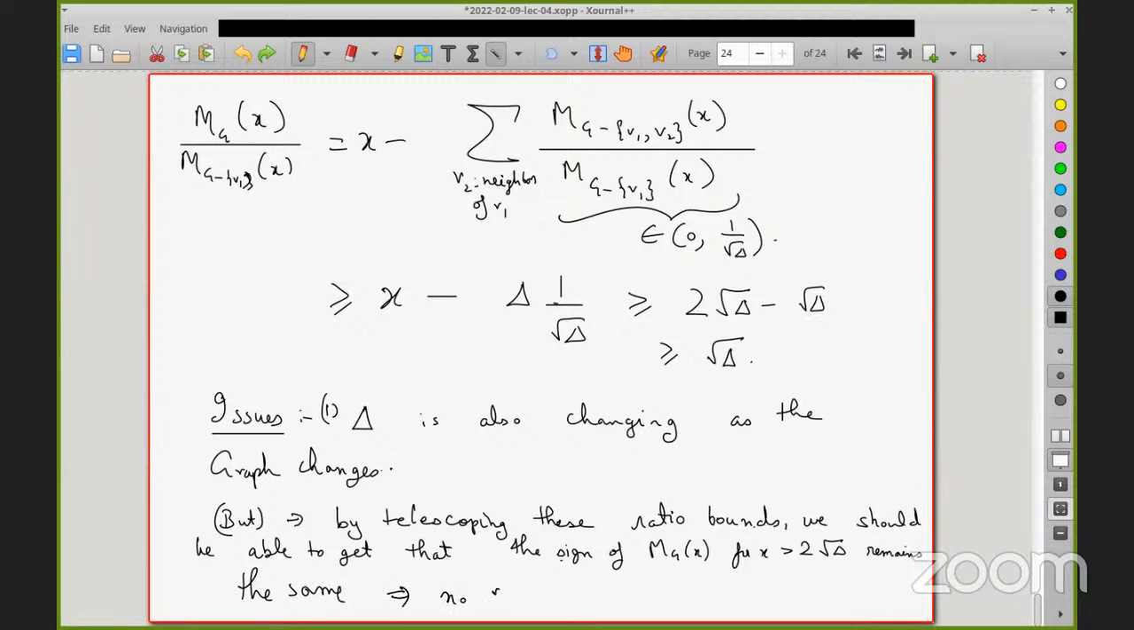Implies no roots above 2 root delta, and by symmetry also no roots below minus 2 root delta. So now let's do the argument regression. So let's do it.